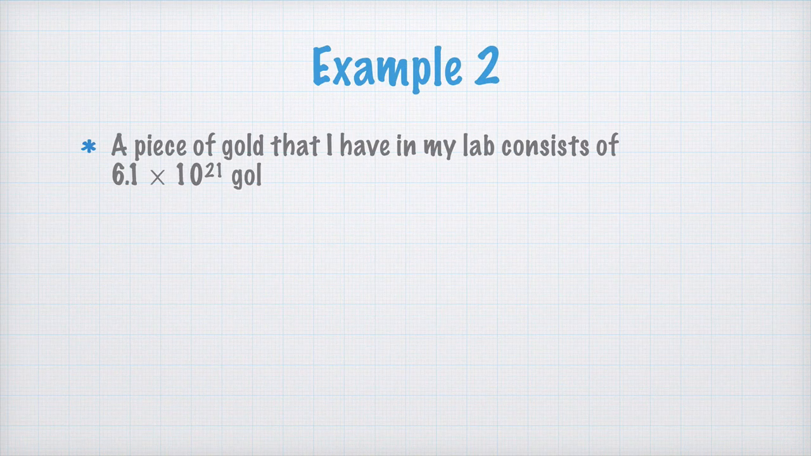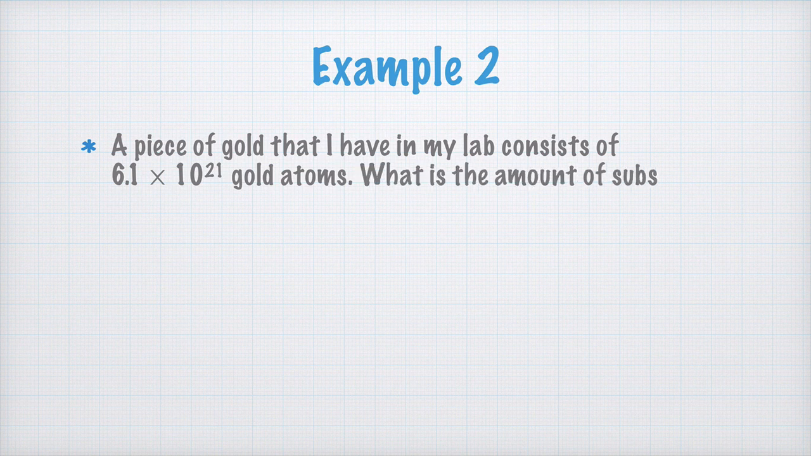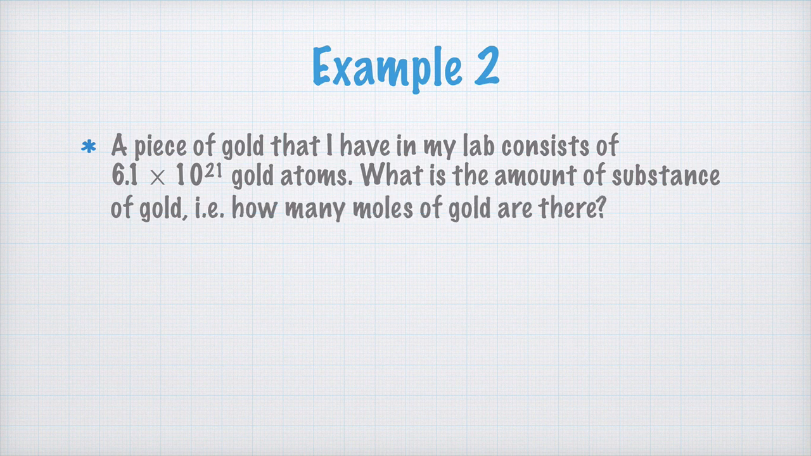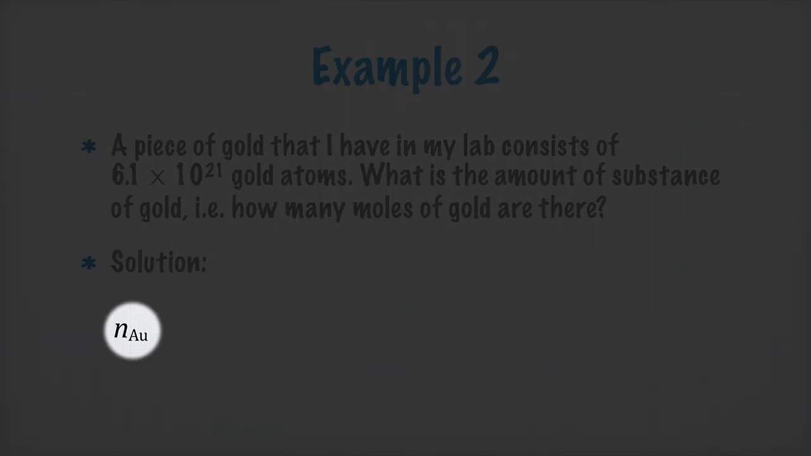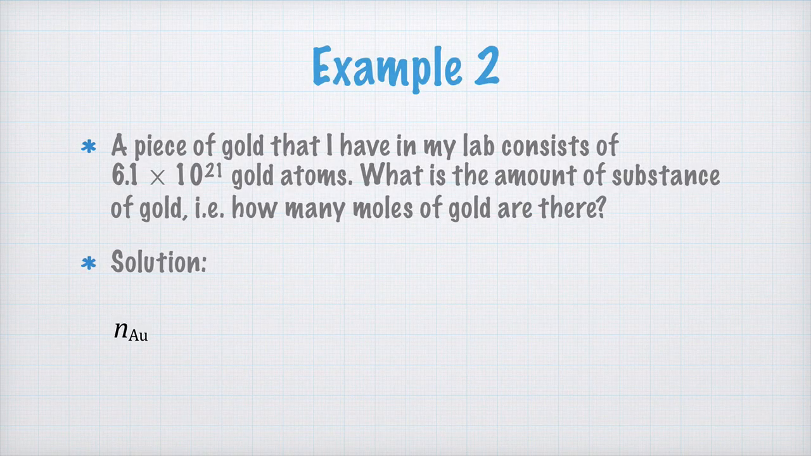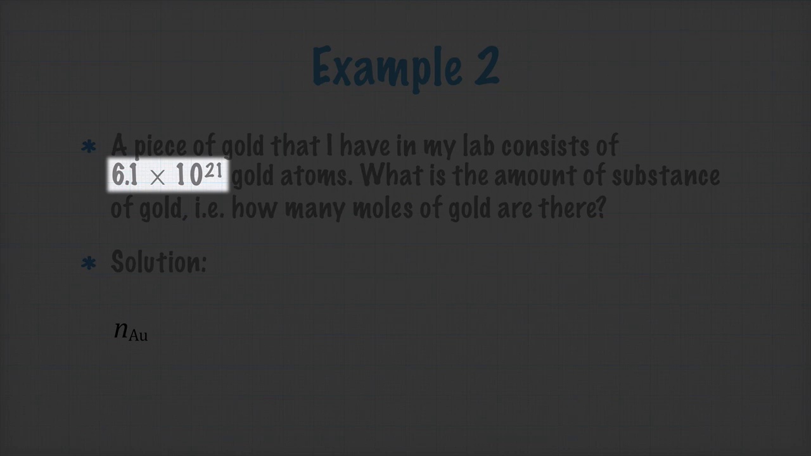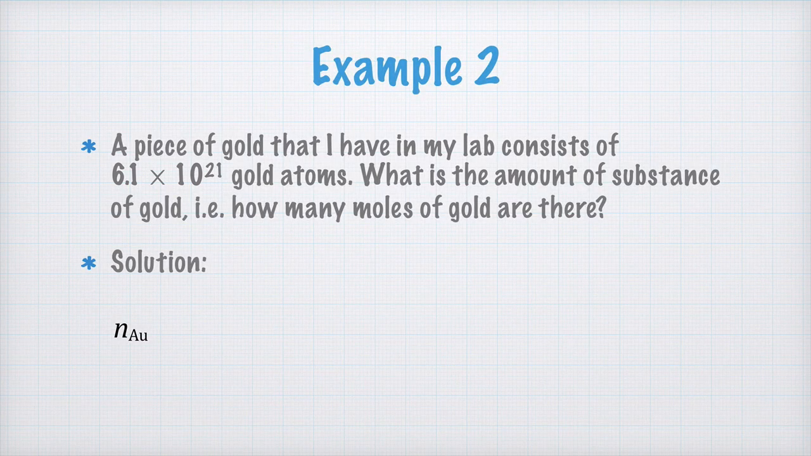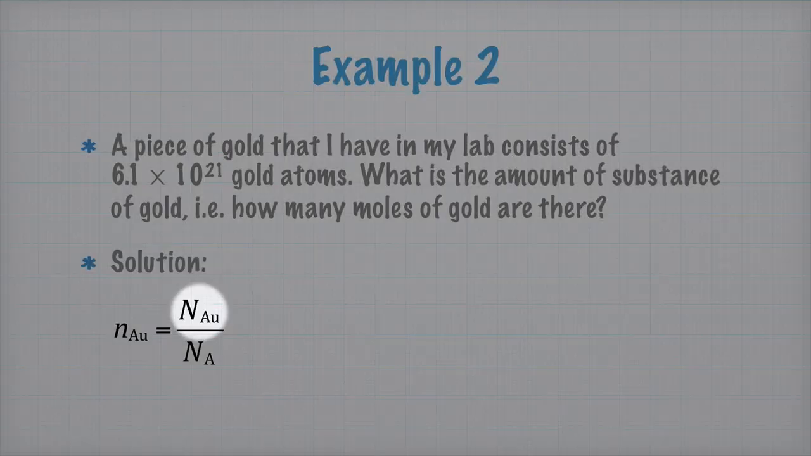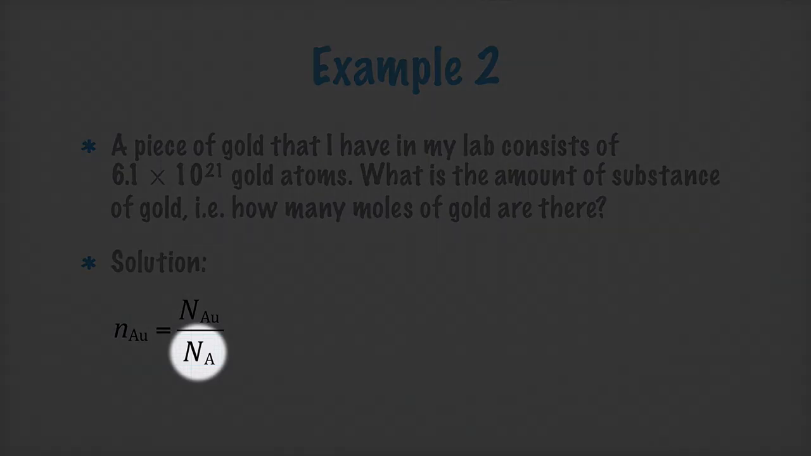Here's another example. A piece of gold that I have in my lab contains 6.1 times 10 to the 21 atoms. What's the amount of gold in this case? Now, when we calculate the amount of gold, we write n directly, with Au nicely subscripted like this. We want to know how many times 6.022 times 10 to the 23 goes into 6.1 times 10 to the 21. This means we have to divide the number of gold atoms, N_Au, by Avogadro's constant, N_A.